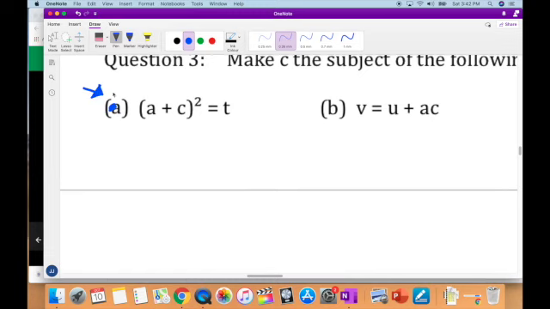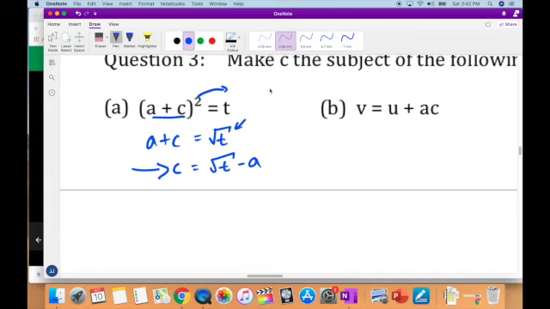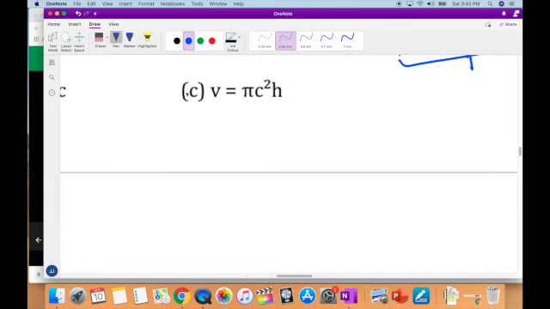Okay, I have a plus c is equal to the square root of t. And then I have c is equal to the square root of t minus a. Yes, that is absolutely correct. We can't do anything with the a and the c because they're inside our brackets and they're being squared. So we need to get rid of the square first. So this t would be square rooted, and then we could just manage it from there in terms of transposing the a. Right? Scotia, let me get this one.